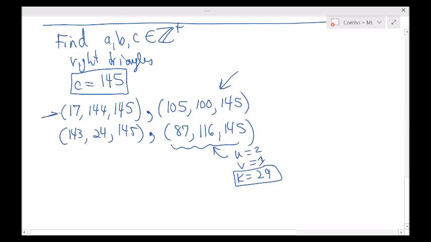So which of these 4 is primitive? Only this one? Okay, the others are not primitive. You just multiply it out. Oh, 2 of them are primitive. This one is also primitive. All right, can you tell me which U and V you used for this one?